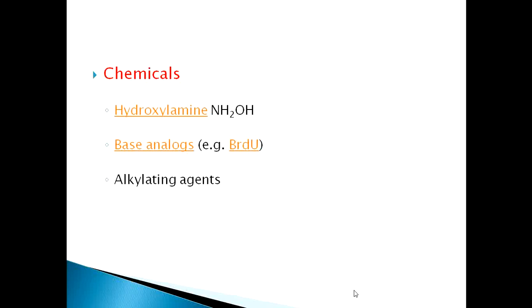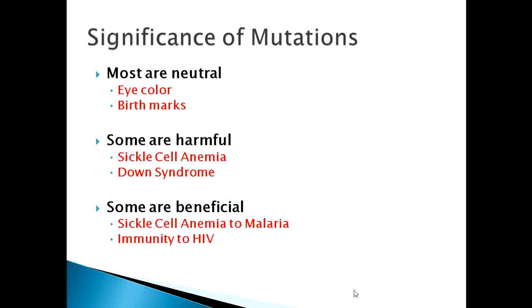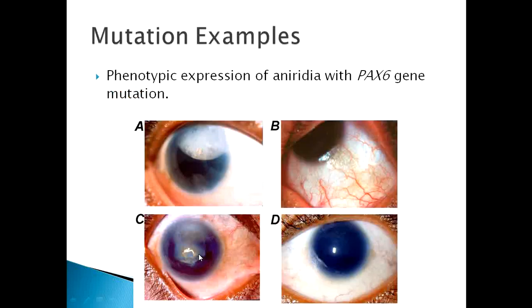Chemicals can also cause mutations, like hydroxylamine, base analogues, and alkylating agents. Most mutations are neutral, like eye color and birthmarks, and go unnoticed. Some are harmful, like sickle cell anemia and Down syndrome. Some are also beneficial. For example, sickle cell anemia patients are resistant to malaria, and some defects in a receptor cause immunity to HIV infection.